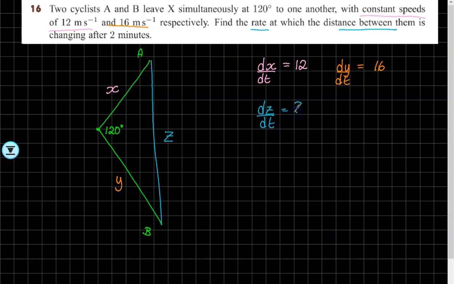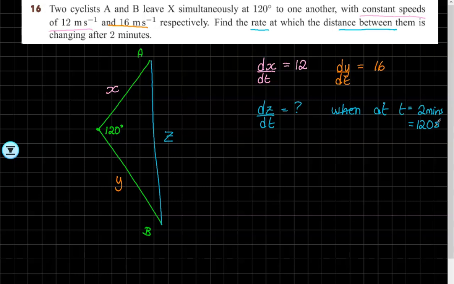So we want to find when the distance between them is changing after 2 minutes. When t equals 2 minutes, meters per second, 2 minutes. So 120.